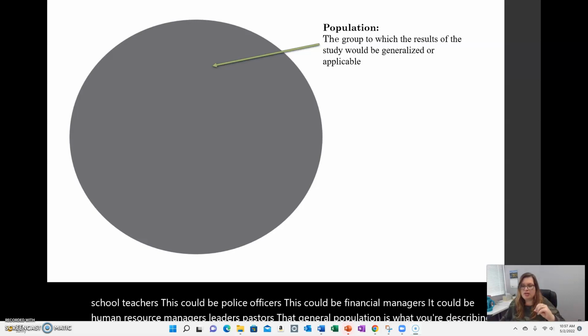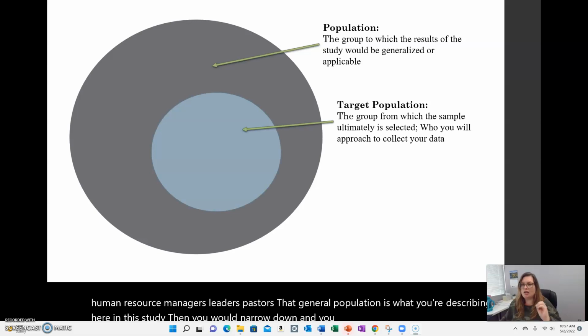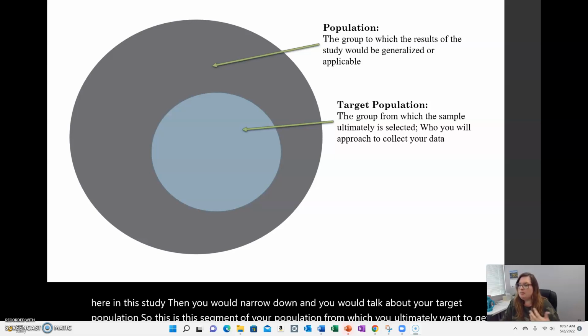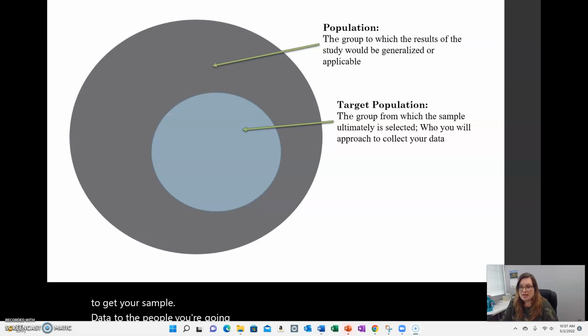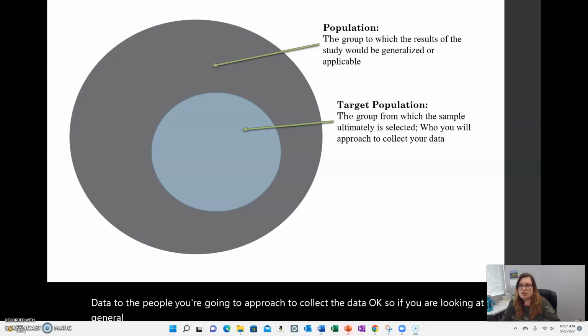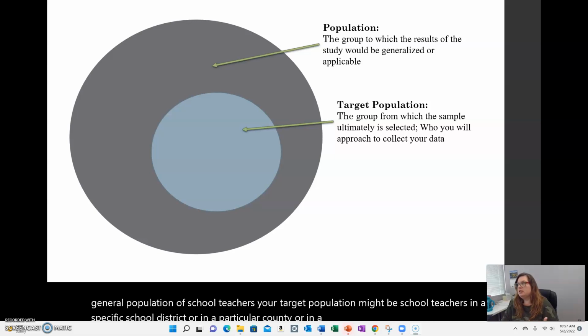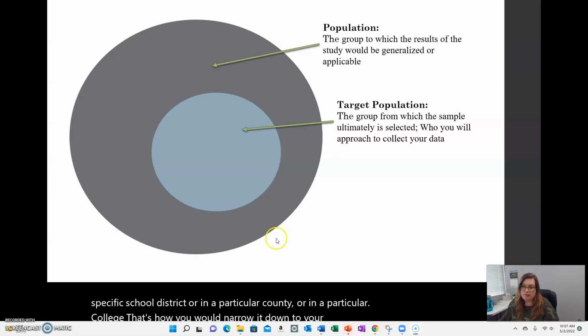In the study, then, you would narrow down and talk about your target population. This is the segment of your population from which you ultimately want to get your sample data. It's the people you're going to approach to collect the data. So if you are looking at a general population of school teachers, your target population might be school teachers in a specific school district or in a particular county or in a particular college. That's how you would narrow it down to your target population.